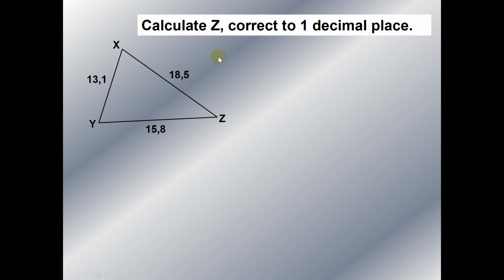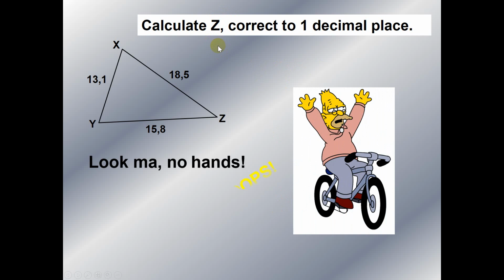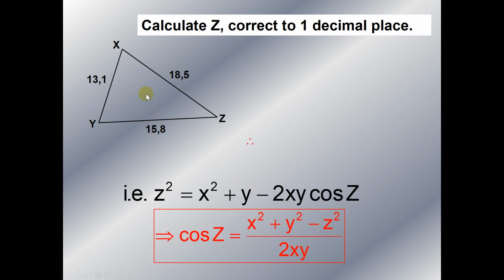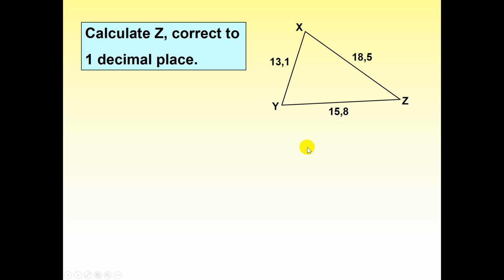Next question, we want to find an angle called Z. Notice we have no angles. So looking at the formula, Z squared is equal to x squared plus y squared minus 2xy cos Z. We're going to manipulate the formula. We take this part on the other side becomes positive, and then we'll divide by 2xy. Also, the z squared moves on the other side becomes a negative z squared.